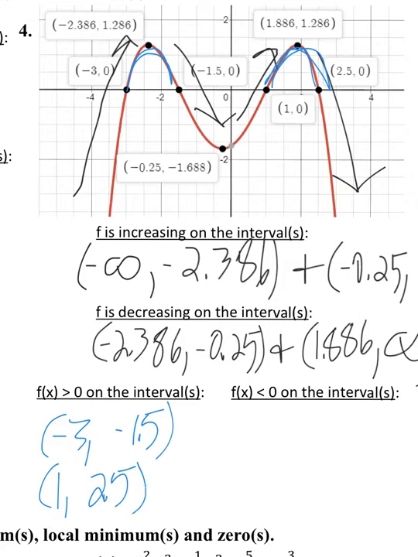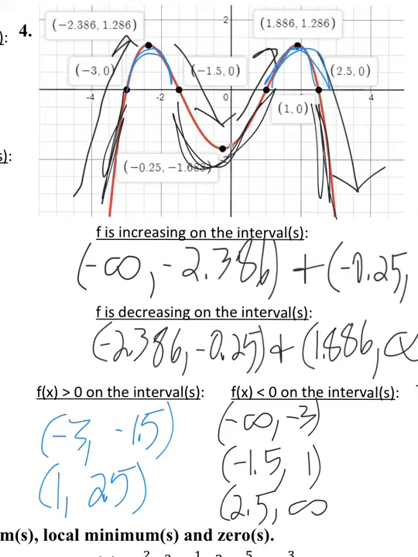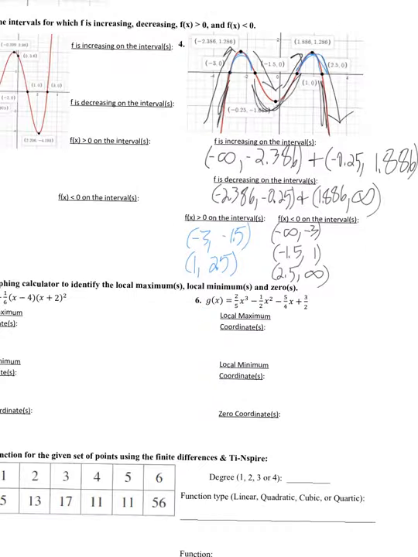The other ones are going to be your less than 0. So here, and then here, and here. So it is coming from the left, the first one, and then it stops at -3. And then it picks up again at -1.5, and then it goes to +1 before it goes up. And then from 2.5, it's going down, but it's going to the right, so positive infinity. So that is how you read those, okay?